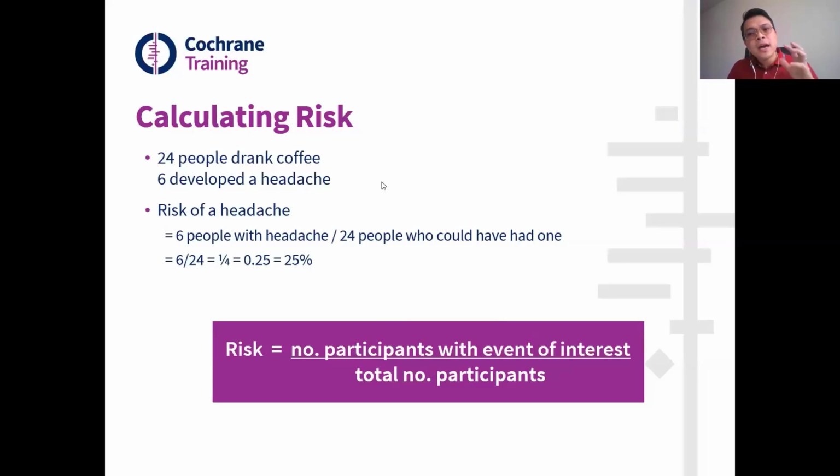So for example, imagine we have a group of 24 people who drank coffee, and our event of interest is developing a headache. And out of 24, 6 developed a headache. So to calculate the risk of a headache in this group of people, we take the number with the event of interest, which is 6, and we divide it by the total number of people who could have gotten a headache. So that is 6 over 24, or 1 over 4, or 0.25. And we usually express our risk as a percentage just to express it out of 100 people. So we multiply 0.25 by 100 and we get 25%.